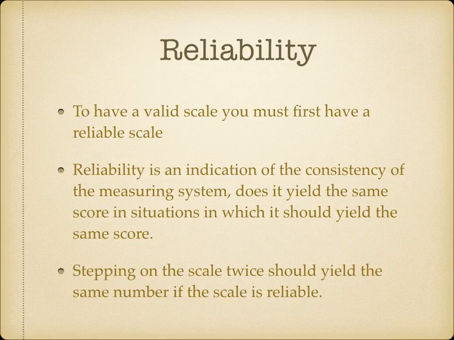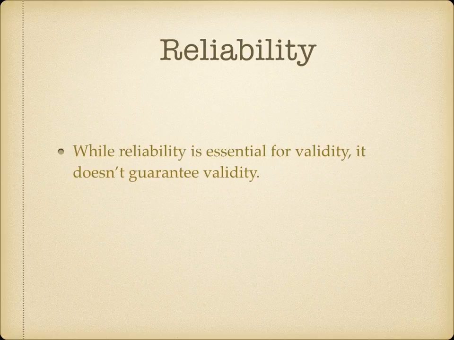If I step on the scale once and I get 253 pounds, and I step on it again and I get 240 pounds, that doesn't sound very reliable. If, however, on the second time I step on it I get 252.5, well, yeah, I mean, there's some error there, but it's basically telling me a very similar story about myself, isn't it? It's reasonably reliable. Which brings up an important point. Reliability is not absolute. It is a degree of reliability. So reliability is essential for validity, but it does not guarantee validity.